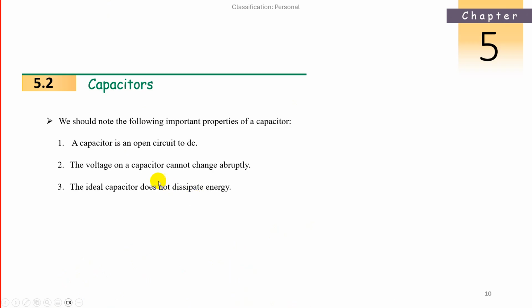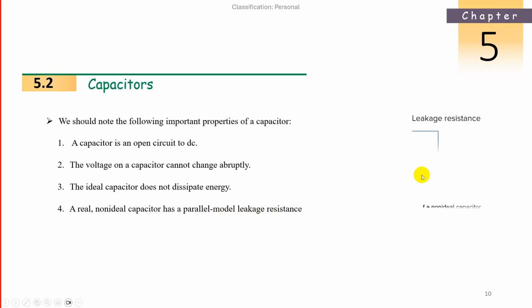non-ideality. So a real non-ideal capacitor has a parallel model with leakage resistance like this. Actually, an ideal capacitor is only these two plates and this is the shape. But in practice, it always has a leakage resistance which dissipates some energy, because resistance means what? It has some resistance.